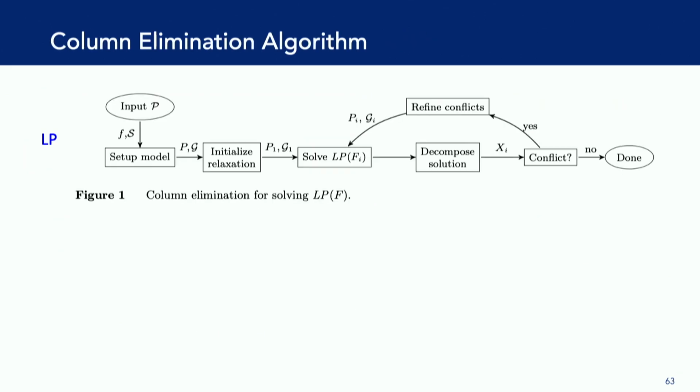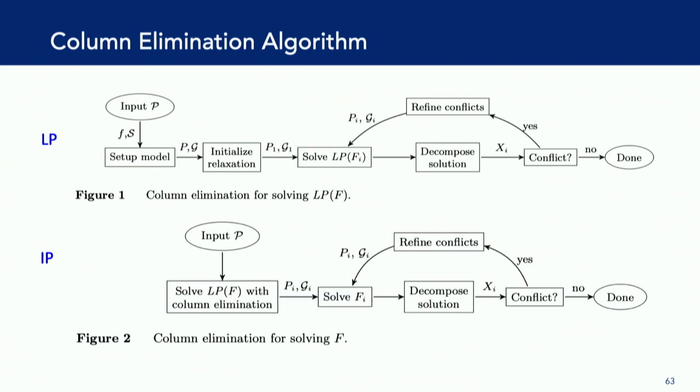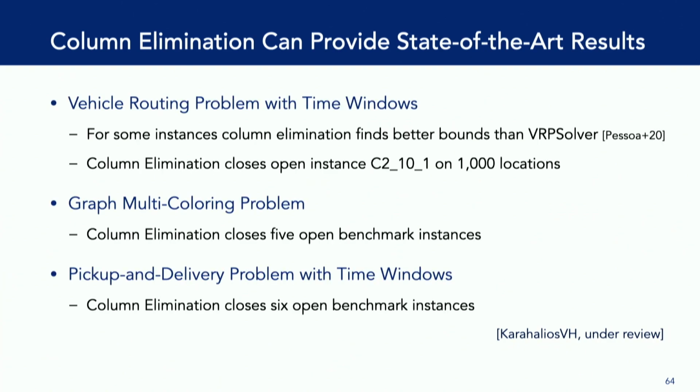So how does this work in general? We can do this either for linear programming or integer programming, and if you use integer programming, you get the actual integer solution, otherwise you get a lower bound, the linear programming bound. And we have applied this to other applications as well, together with my current PhD student, Anthony Karahalios, who's in the back. And he's on the job market, by the way, this year. And we found some other nice applications. We applied this to vehicle routing with time windows, graph multicoloring, and pickup and delivery problems with time windows. And we are very competitive compared to the state of the art.